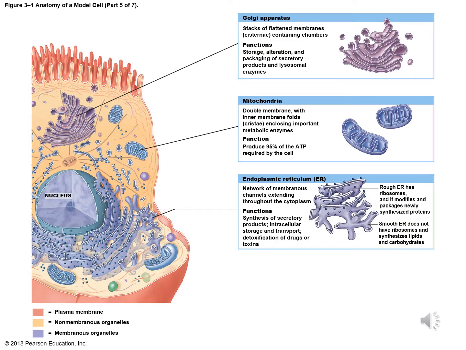We are now going to start looking at membranous organelles. These are going to be surrounded by phospholipid membranes that often originate from the nuclear membrane, so they're an extension from the nuclear membrane outward.